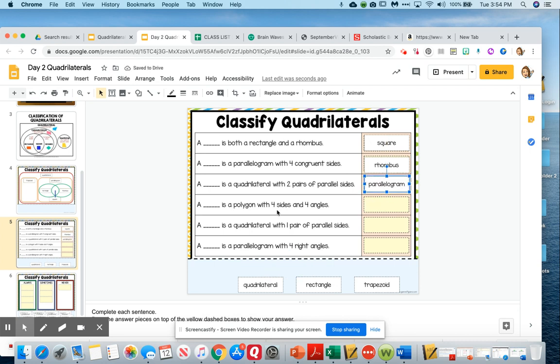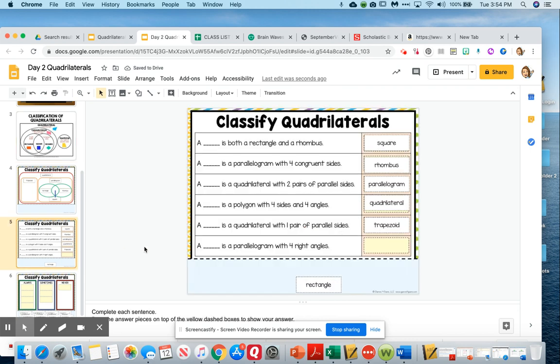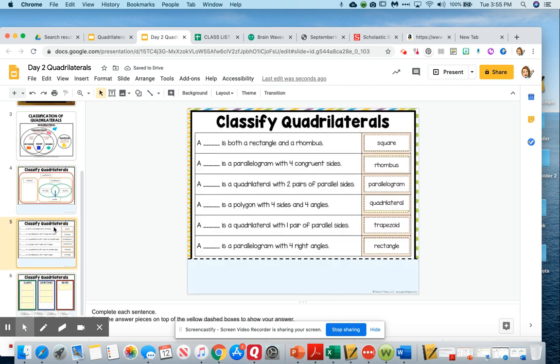This is a polygon with four sides and four angles. So it doesn't say anything about the sides being parallel. So if it's just a polygon with four sides and four angles, that's our quadrilateral. That's the most basic you can get. A quadrilateral with one pair, which one of these only has one pair? Well, we know it's our little trapezoid. It's all by itself because it only has one pair of parallel sides. And then finally, which is a parallelogram with four right angles, and that is our rectangle. Remember, to be a rectangle, it needs four right angles. Okay, so now we've done that.